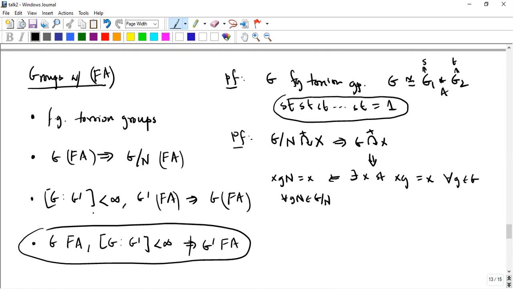Okay, what about subgroups? Property FA does not go through subgroups. It does not even go through finite index subgroups, but I'll come to that later. So if G prime has finite index in G, can you prove that G prime has property FA implies G has property FA? Well, I don't know. Maybe I can't even prove it. One second. I have forgotten how to prove this.